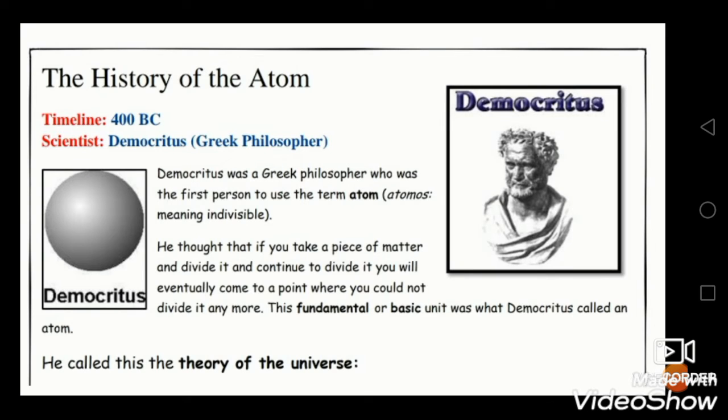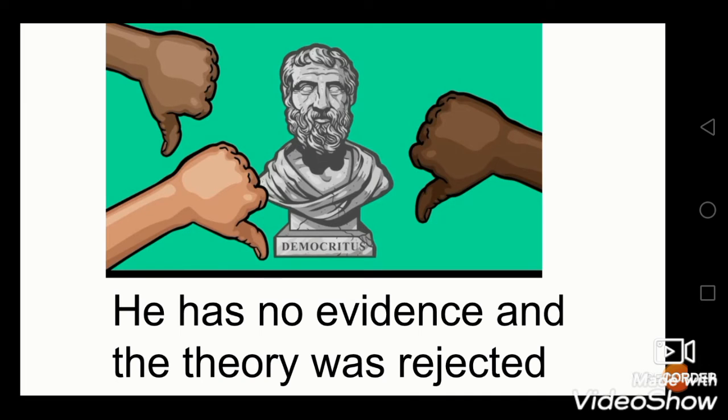Then in 400 BC, Democritus, a Greek philosopher, was the first person to use the term atom or atomos, which means indivisible or uncuttable. He thought that if you take a piece of matter and divide it and continue to divide it, we come to a point where we can't divide it anymore. This fundamental or basic unit Democritus called an atom. But he had no evidence and the theory was rejected.